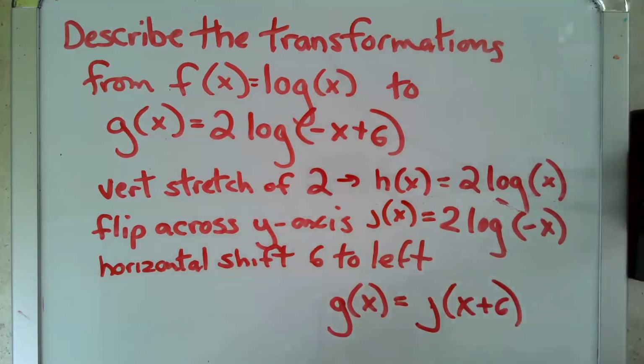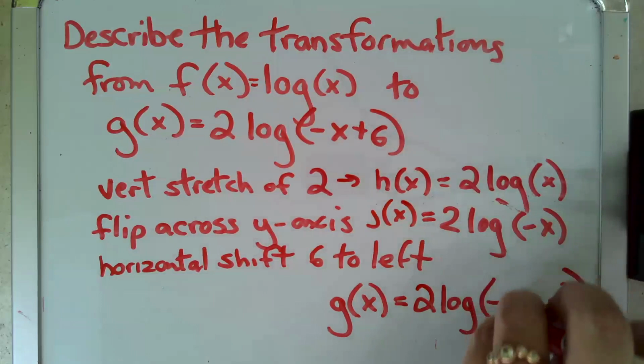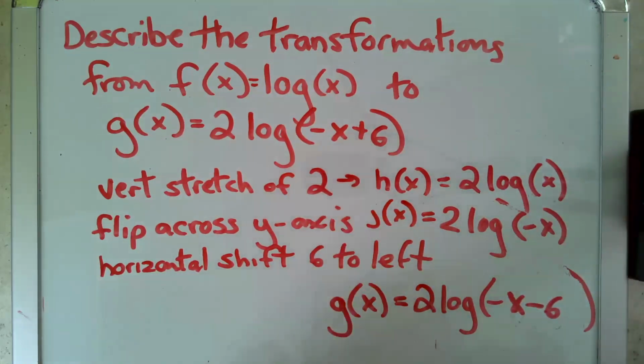Now, when we go ahead and put x plus 6 into our j of x, that looks like this. 2 log negative x plus 6, which distributes out to be negative x minus 6, which is not where we wanted to land. So we have 2 ways to fix this.